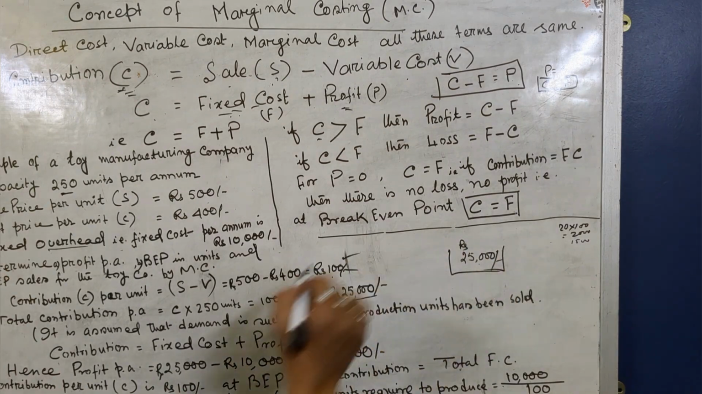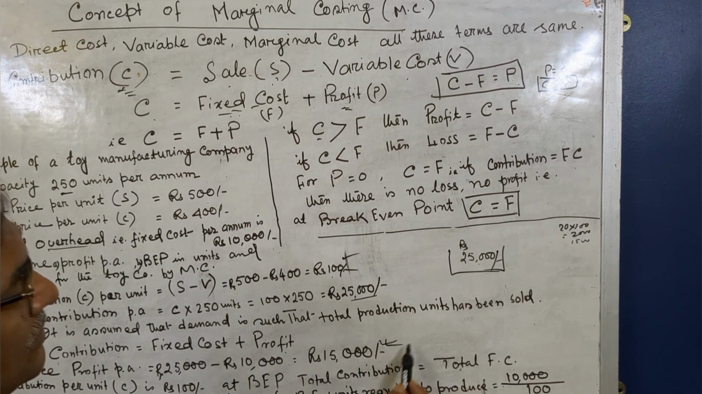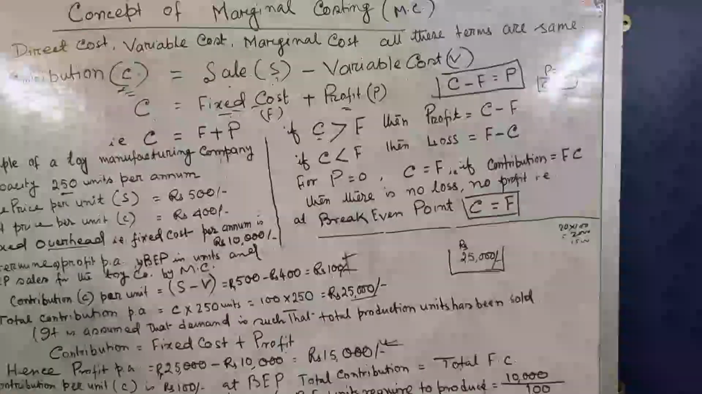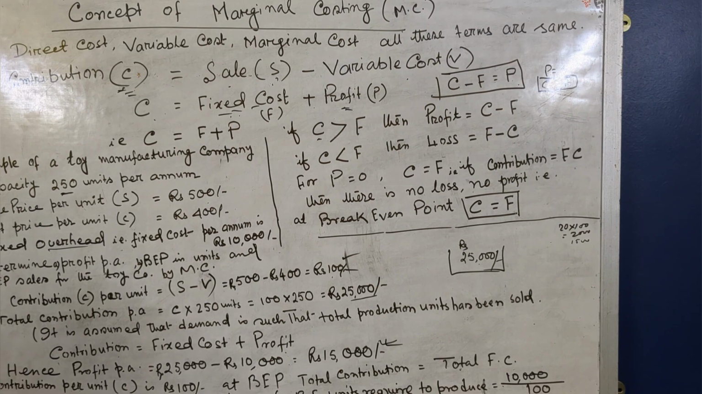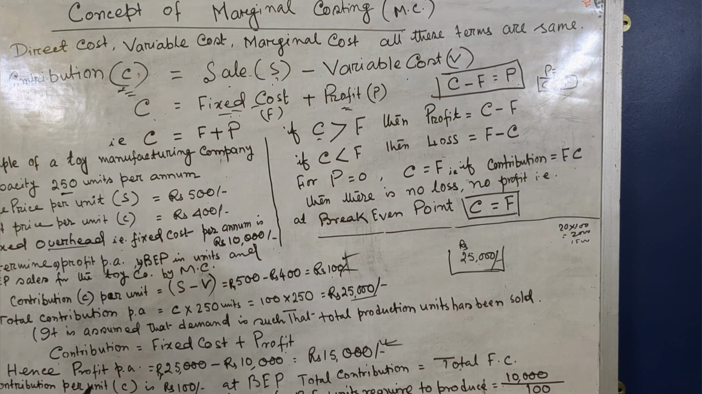And out of this you have to pay the fixed cost, and after paying the fixed cost, the surplus amount will be the profit. By formula, contribution is equal to fixed cost plus profit. Hence the profit per annum is the total contribution minus the fixed cost of 10,000, that is 15,000 rupees per annum. In this way, with the help of marginal cost, you can find out the total profit per annum.